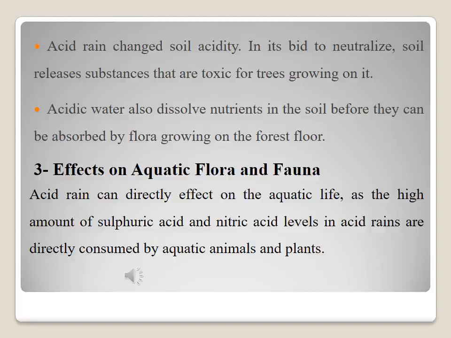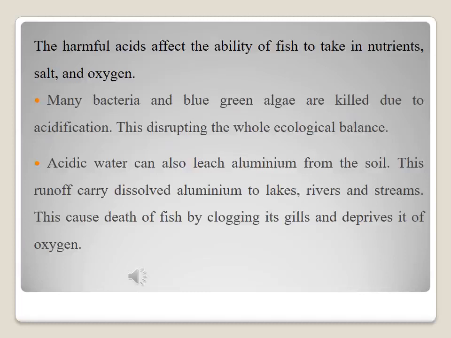Now, the effect on aquatic flora and fauna. Acid rain can directly affect aquatic life, as the high amount of sulfuric acid and nitric acid in the acid rain is directly consumed by the aquatic animals and plants. The harmful acid affects the ability of a fish to take in nutrients, salt, and oxygen. Many bacteria and blue-green algae are killed due to the acidification, thus disturbing the entire ecological balance.